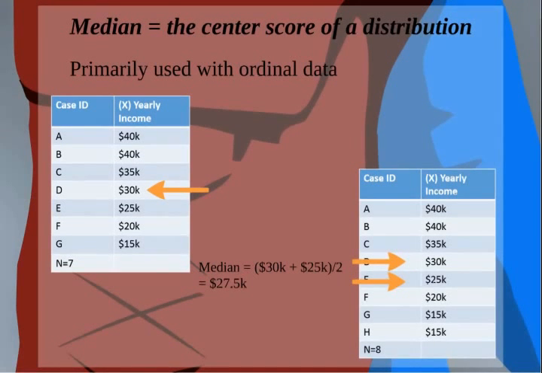And what we would say here is the median is $27,500. So that's the difference when you're working with an even number of scores versus an odd number of scores. When you're working with an odd number of scores, you take the middle. When you're working with an even number of scores, you take the 2 middle and average them. And again, the median is used most often with ordinal data, but it can be used with interval and ratio data if the data are skewed.